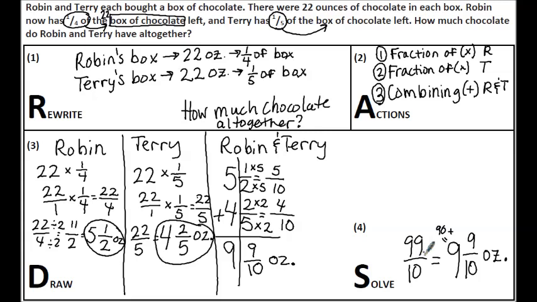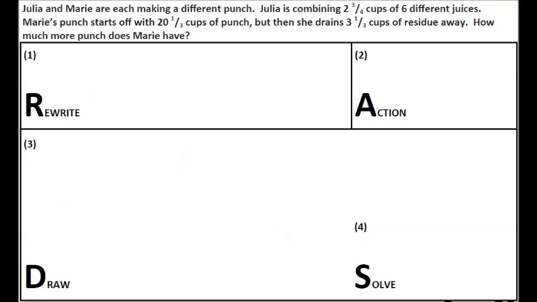So they have 99/10 of an ounce, or 9 whole ounces. Julia and Marie are each making a different punch. Julia is combining 2 3/4 cups of 6 different juices. So let's write that information.